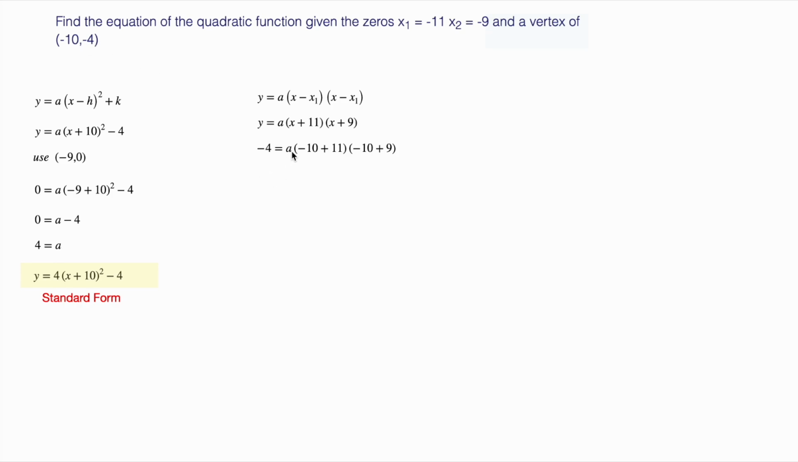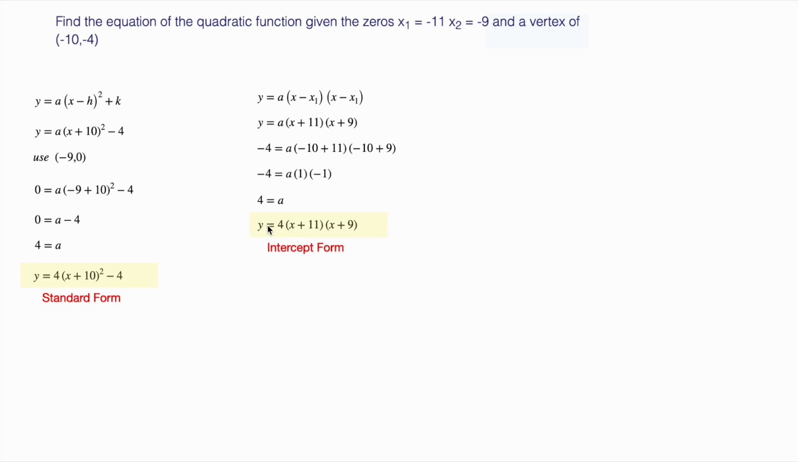We have -4 is equal to a times (-10 plus 11), which is 1, times (-10 plus 9), which is -1. 1 times -1 is -1. Divide both sides by -1, I get a is equal to 4, just like we got here. Then I plug that back in. We have y is equal to 4 times (x plus 11) times (x plus 9). This is our equation of the parabola in intercept form. This is also a right answer.